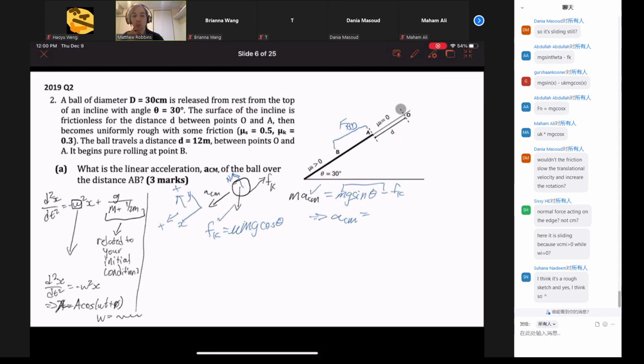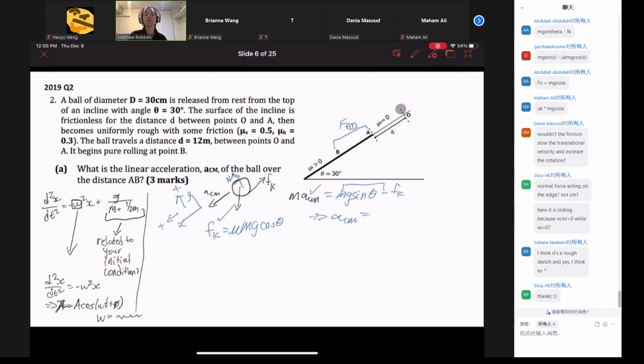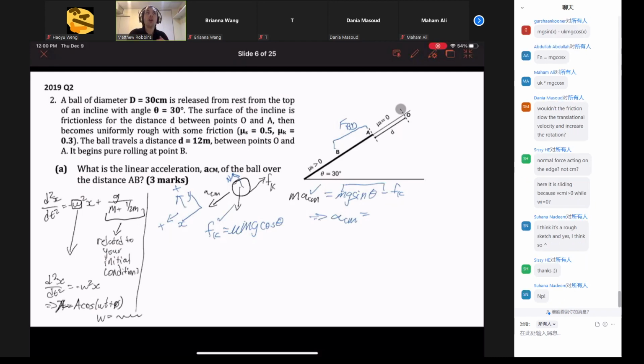Yes, it will. Maybe I should say it like this. What friction is going to be doing is, we're still going to be falling down the slope, but not at a large enough rate. Basically, if there was no friction, we'd be falling down the slope at an acceleration of g sine theta.